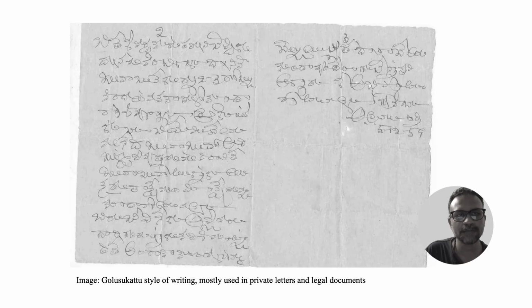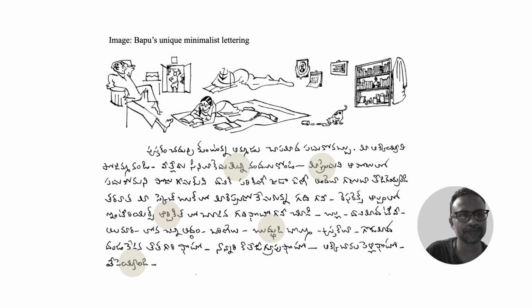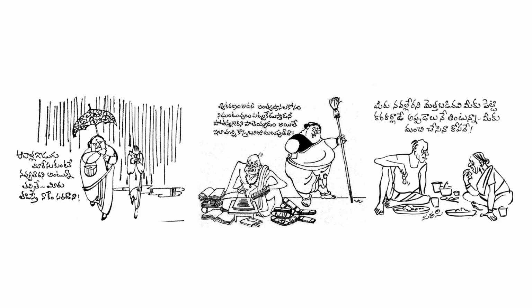An interesting example is the now extinct socio-cultural style of writing, which is a cursive style with no letter or word spacing. It was used to write legal documents to make them tamper-proof. The most unique lettering style was that of Bapu, a popular artist, cartoonist, writer and filmmaker. He tested the threshold of the script with his minimalist approach and sharp strokes. His writing style became an inspiration for the next generation of cartoonists.